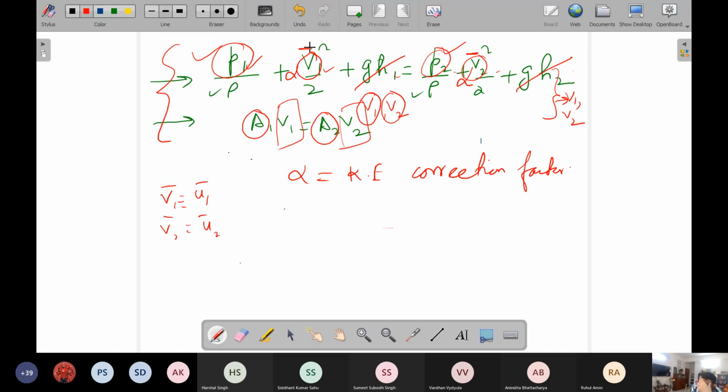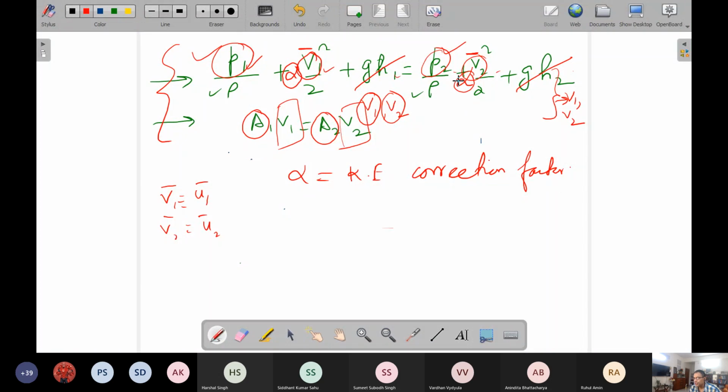If you use the average velocity, then average velocity square by 2 will not represent correctly the kinetic energy, because the velocity varies over the entire section. So to accommodate that, a correction factor alpha is multiplied with it, so that the correct kinetic energy is represented, although the average velocity over the section is used.